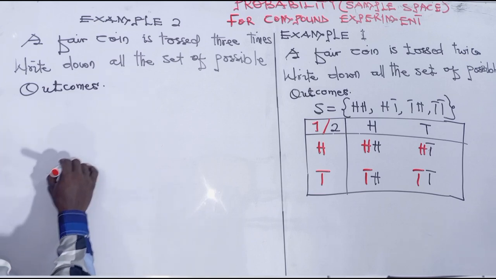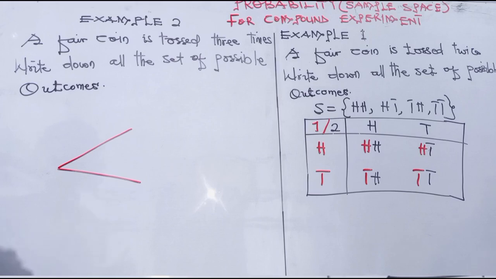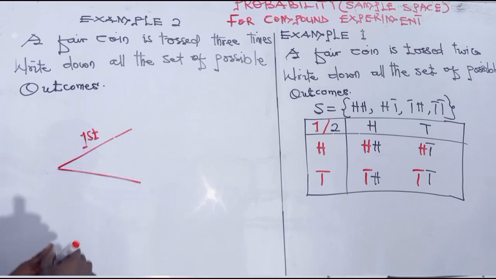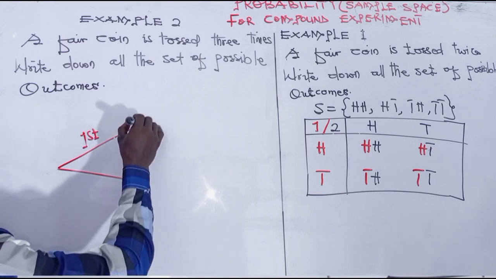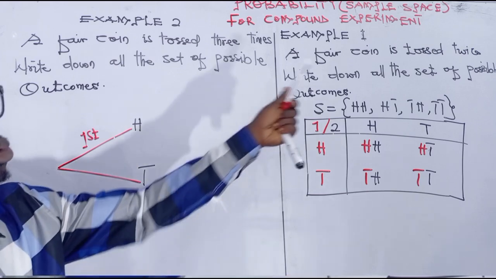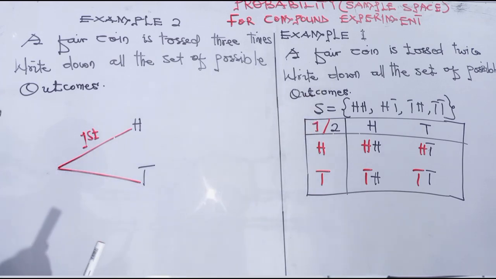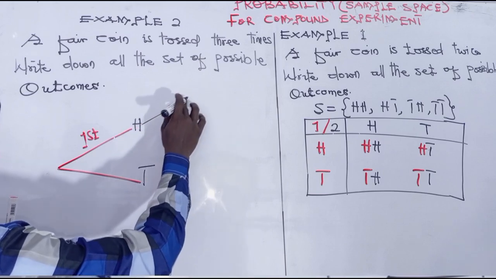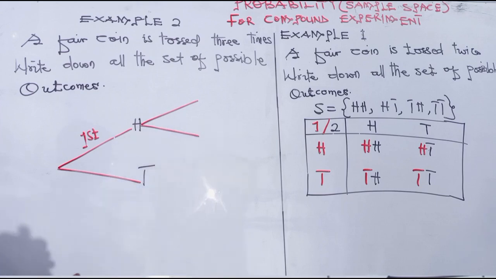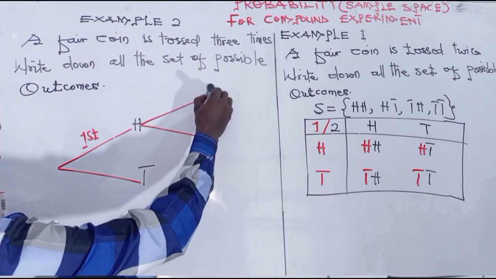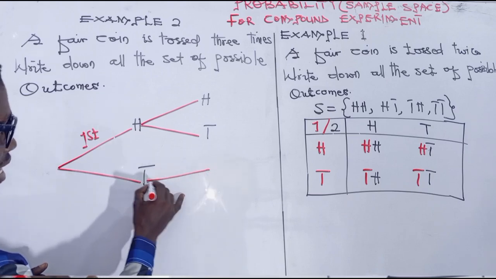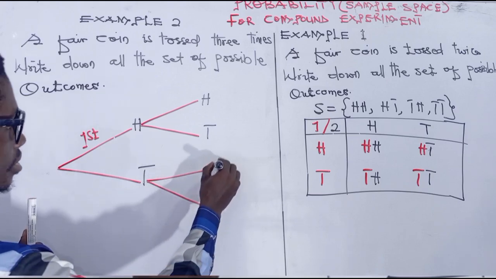So we are going to draw this to represent the first toss. When we toss a coin, we are either going to have a head or tail. We are tossing the coin 2 times. So this is the first toss. Let's look at the second toss. When we toss it again, we are still going to have a head and then a tail. The same thing applies to the tail side. We have a head and then what? A tail.